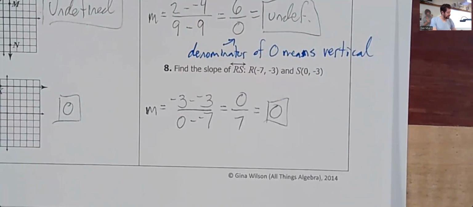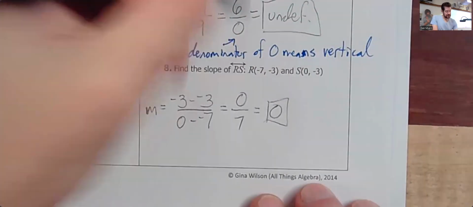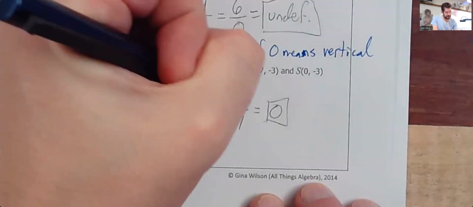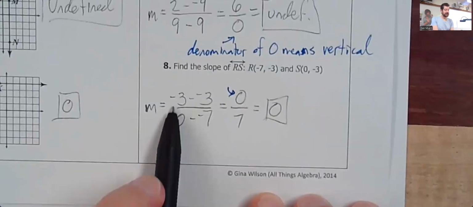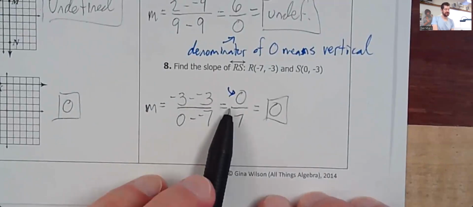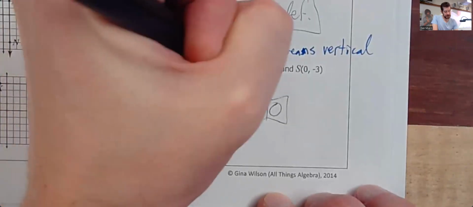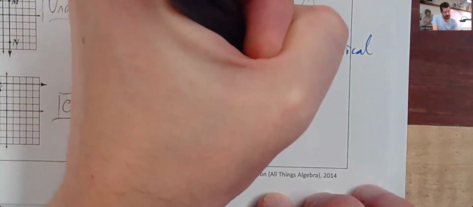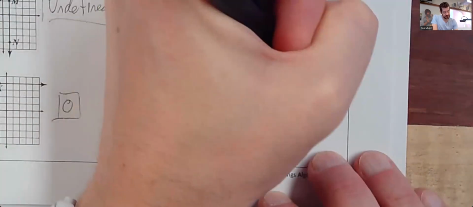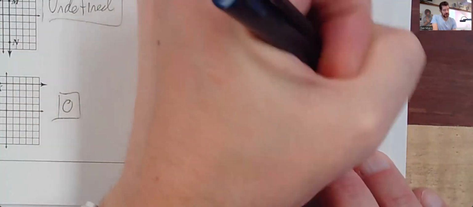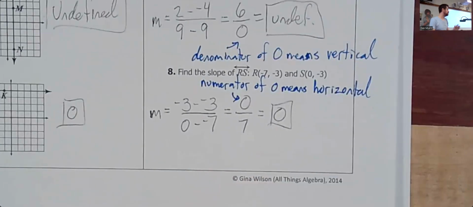So this would be, I'm going to write this over here. -3 minus -3 is the same as -3 plus 3, which is 0. So a numerator of 0 means horizontal. If you want to put those little notes in there, if you get stuck on some problems, you can come back and check those notes and figure out if we're looking at positive slope, negative slope, undefined slope, or slope of 0.